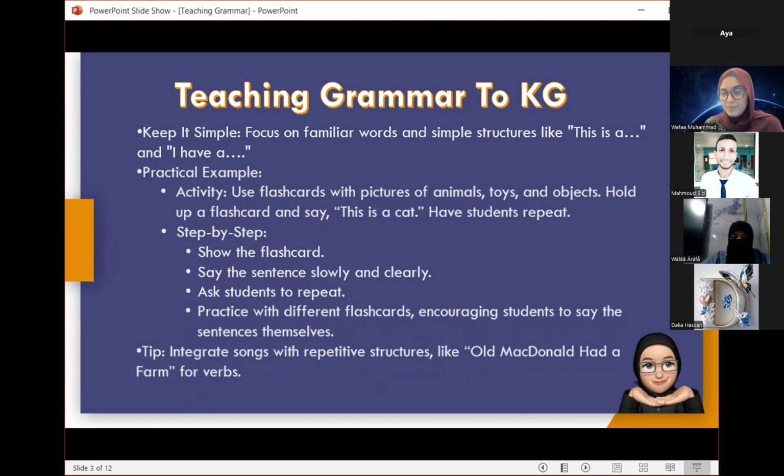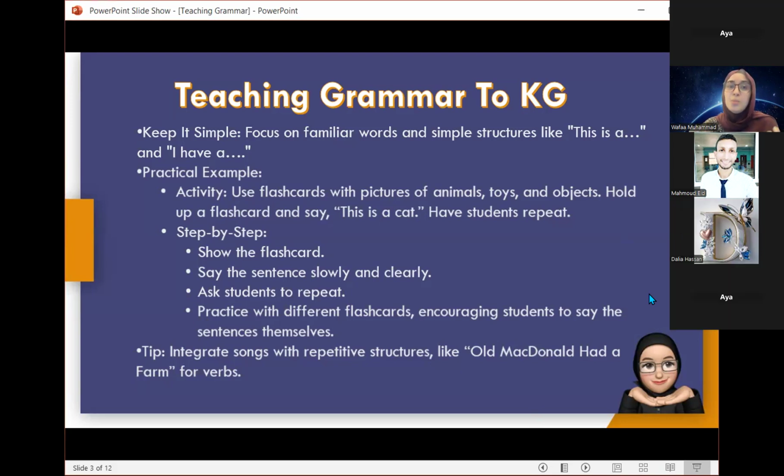You need to integrate songs with repetition because songs are essential in kindergarten classes. Why? Like Old MacDonald had a farm, E-I-E-I-O. This is one of them. Or maybe you're going to find a lot of songs concerning the classroom objects, or the animals. All the topics that they are learning about, you will find a lot of songs. And the songs help you to introduce the language in a funny way. That's it, okay? So this is the first question we had, how to teach grammar to kindergarten.